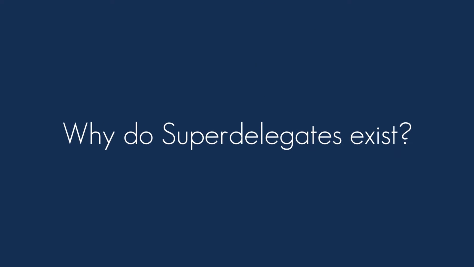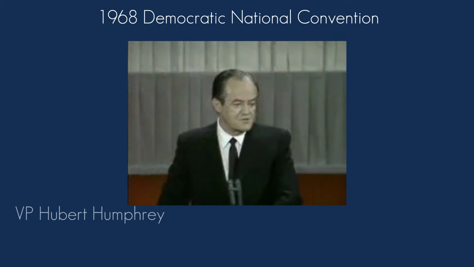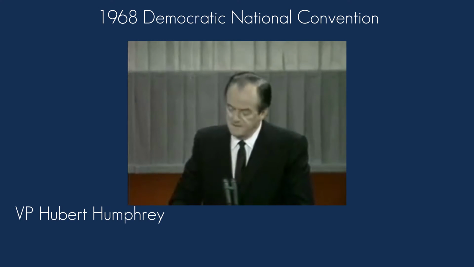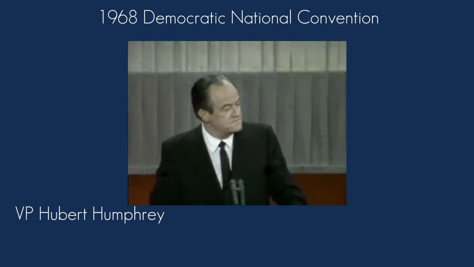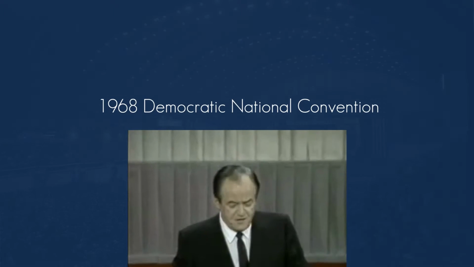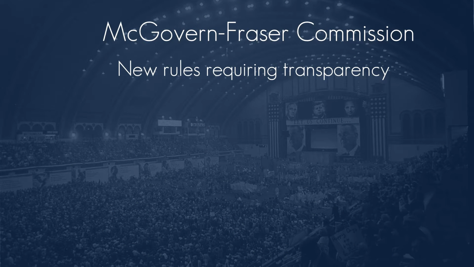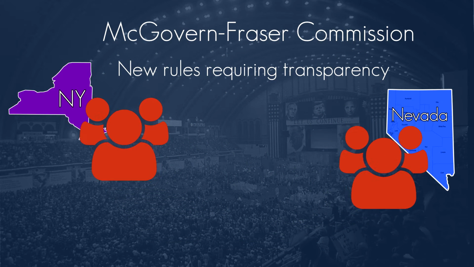Why do superdelegates exist? At the 1968 Democratic National Convention, the party elites nominated Hubert Humphrey, who had won exactly 0 states in the primaries. The party went directly against the will of their voters and subsequently lost the general election. So the party changed the game for the next primary in '72. The McGovern-Fraser Commission created new rules that required transparency in state delegate selection and recommended that delegates be selected based on candidate performance. Basically, let the voters decide.